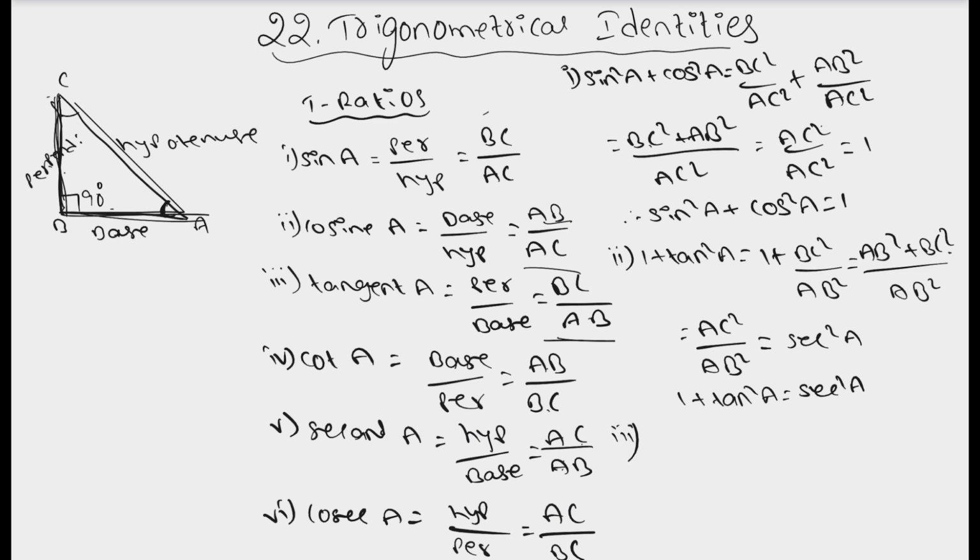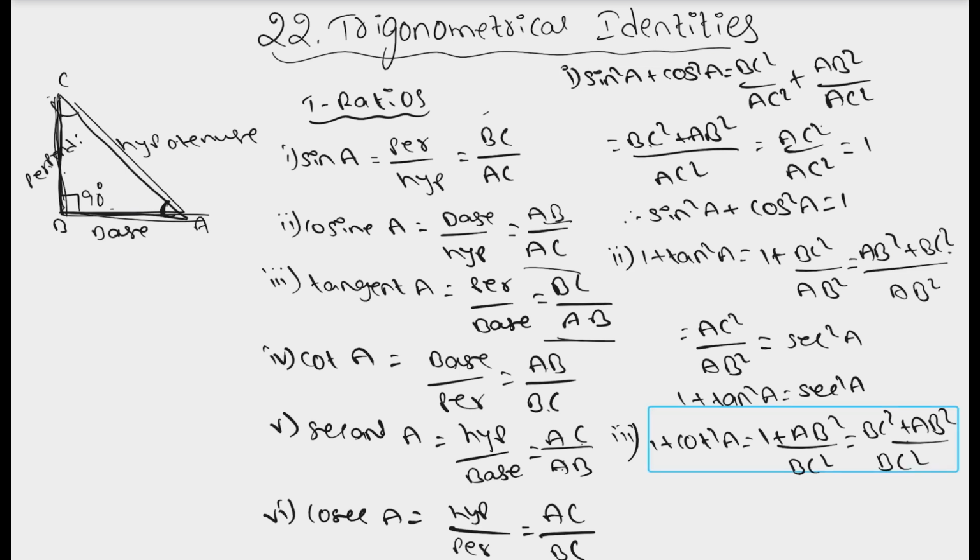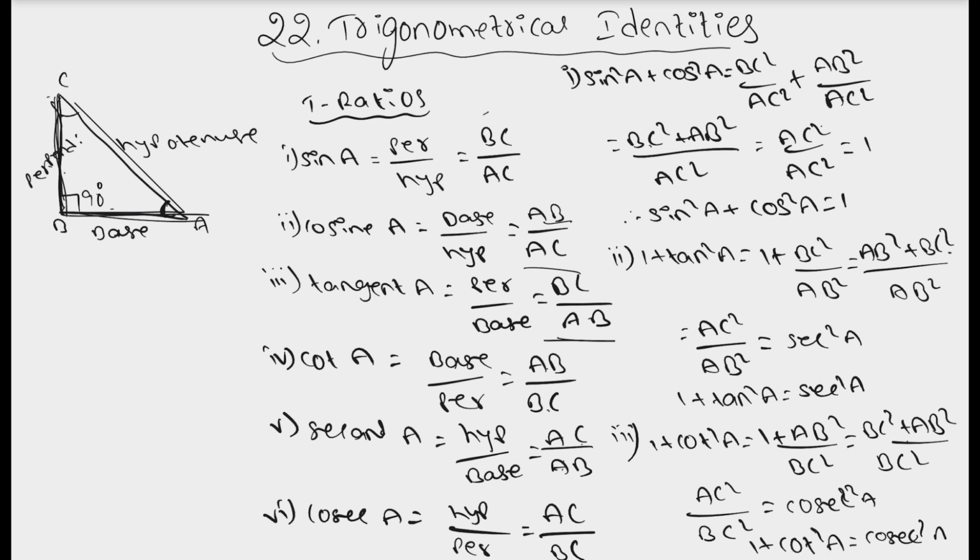Next we will be having 1 plus cot square A, which is 1 plus AB square by BC square. Thus we can write it as BC square plus AB square by BC square. Again, BC square plus AB square is nothing but AC square by BC square. AC by BC is cosecant. So the third relation is 1 plus cot square A is equals to cosecant square A.